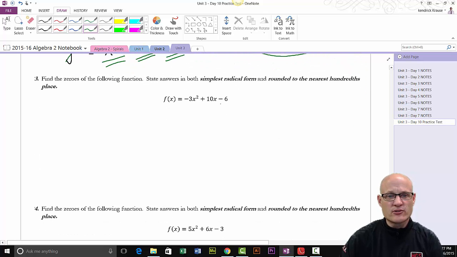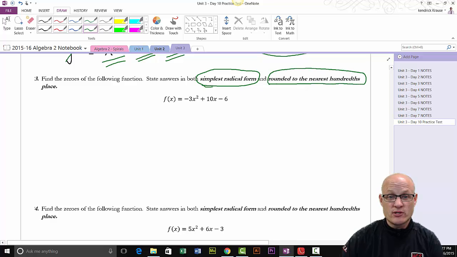Find the zeros of the following function. State the answers in simplest radical form. That is a huge indicator that it is not going to be factorable. It also says round to the nearest hundredth. So we got to give our answers in two different ways. So I'm going to set this equal to 0. Negative 3x squared plus 10x minus 6 equals 0.